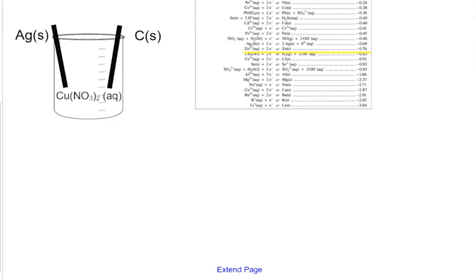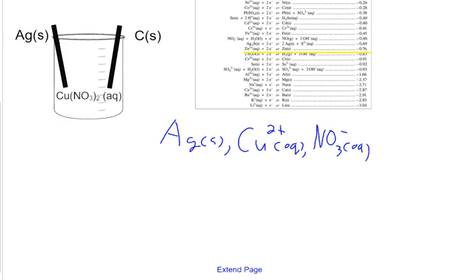So we've got to generate a list. We've got silver and carbon electrodes, so I'm only going to put the silver electrode on my list. I don't bother putting inert electrodes on my list. And then we've got copper nitrate solution. Now I'm going to dissociate this copper nitrate. You always have to do that for your list. We don't need a count, so even though there's two nitrates, I just put the species nitrate on my list. And it's aqueous, so don't forget water.